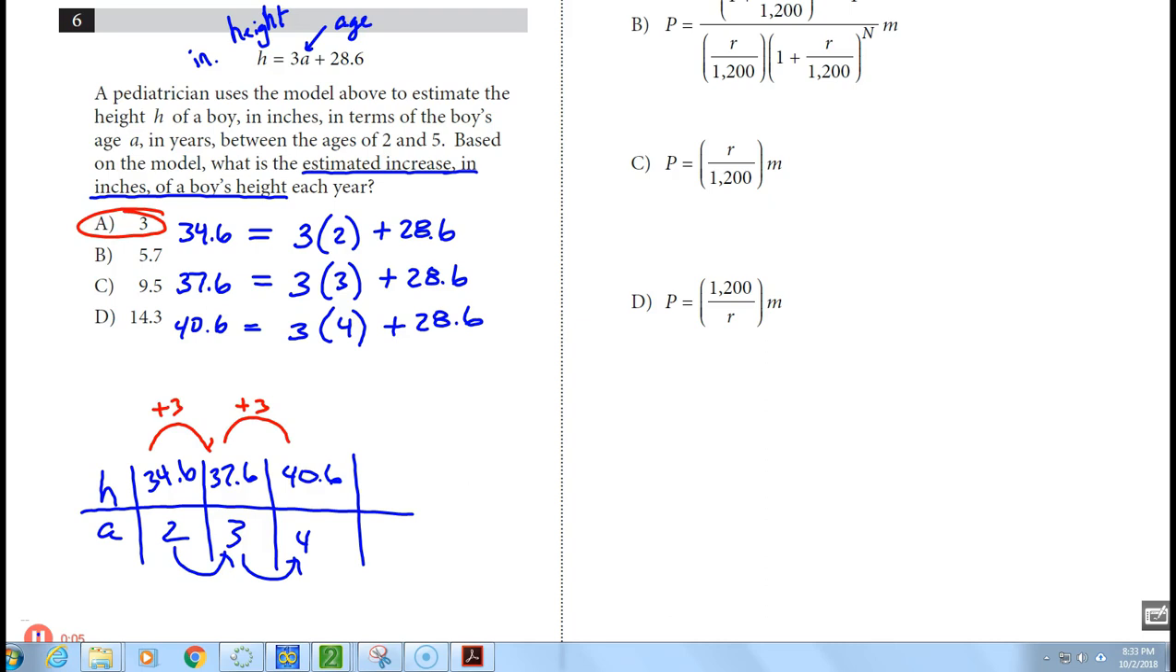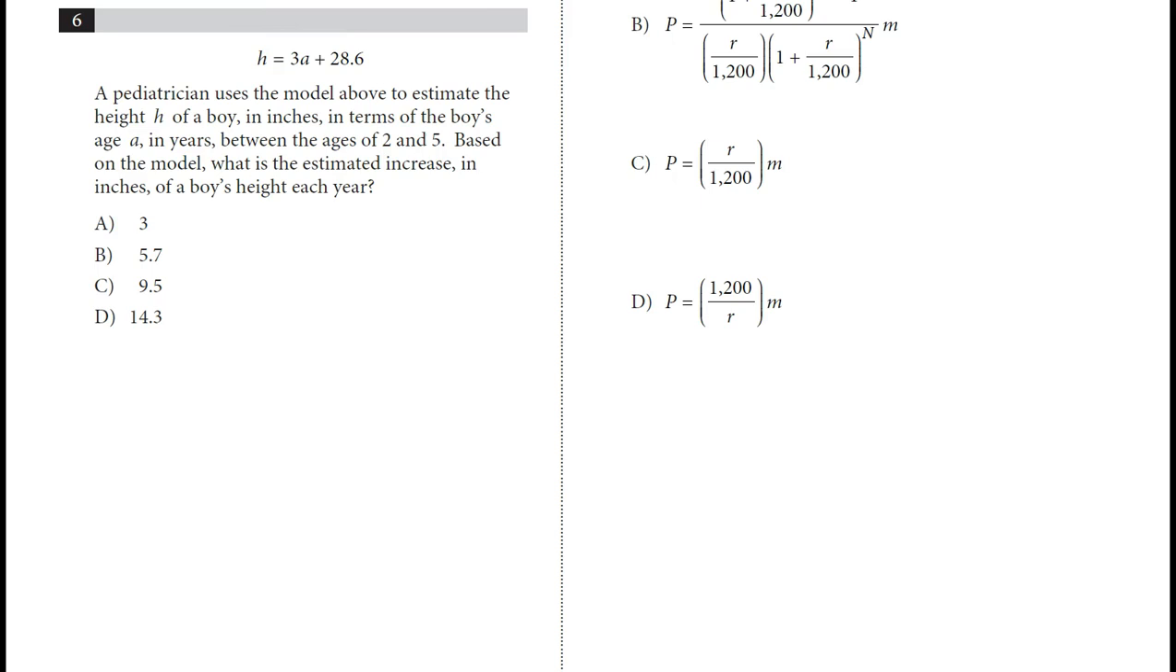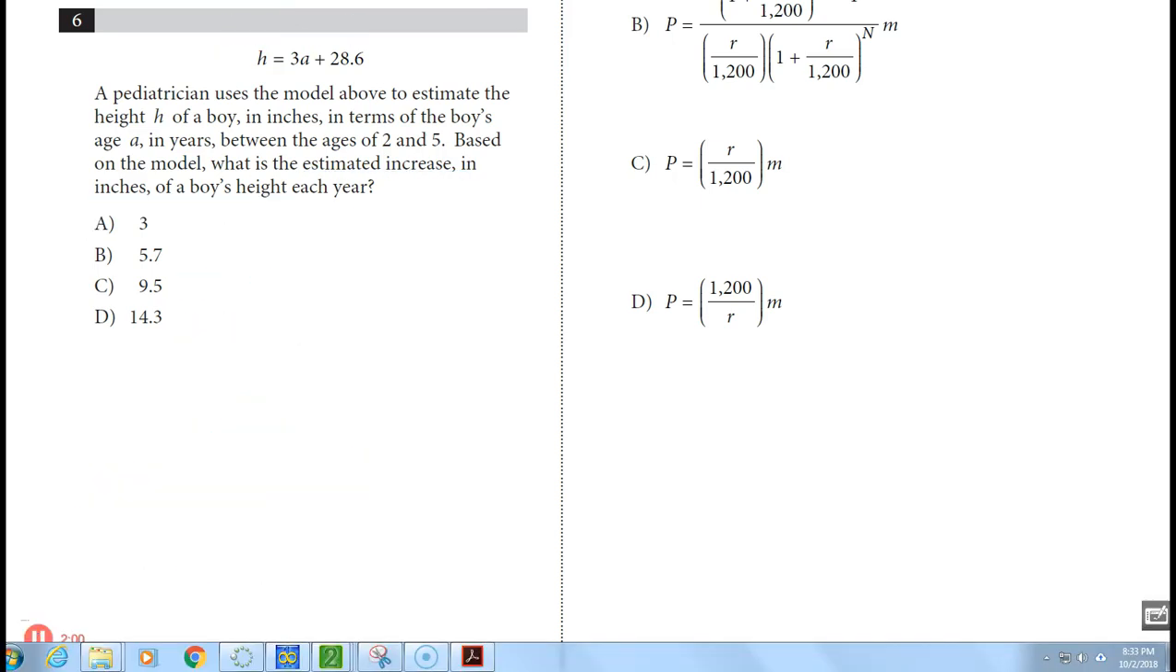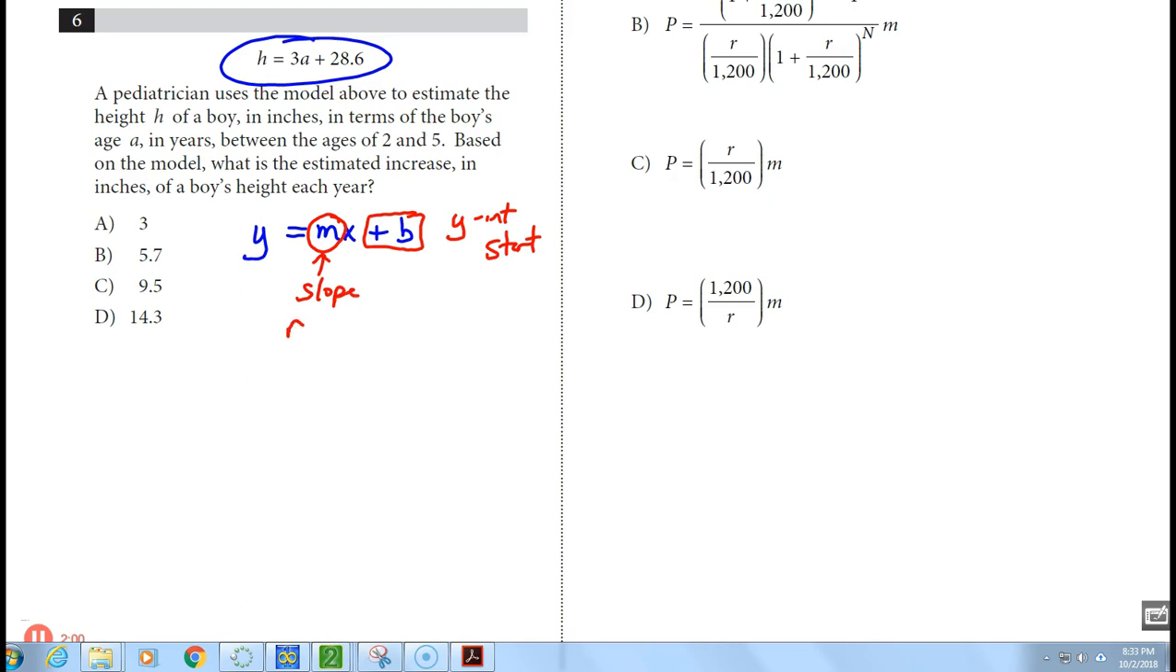Now that's kind of the long way. If you are familiar with slope-intercept form, you could look at this equation and realize it's kind of in the same format as y equals mx plus b. And remember that the plus b represents the y-intercept, or a lot of times it represents your starting point. And then the m, the term that's in front of the x, represents the slope, also known as a rate of change. Positive slope, it's increasing.